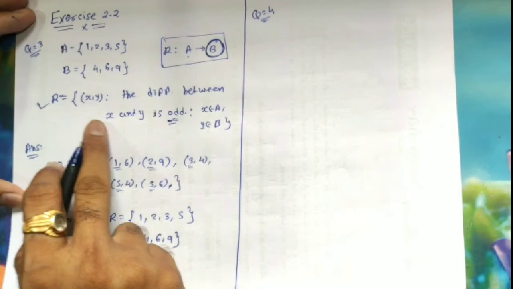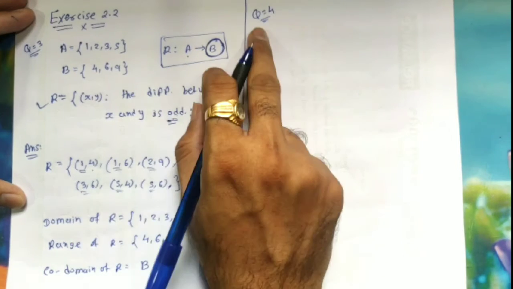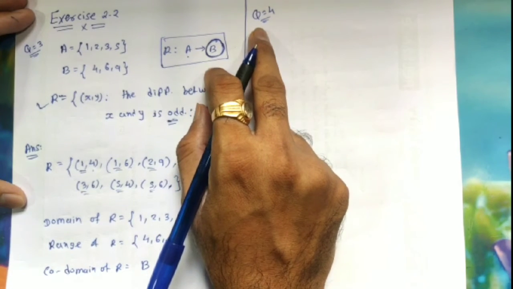Question number 3, our relation is given in terms of set builder form. Now in question number 4, our relation is given in terms of arrow diagram.